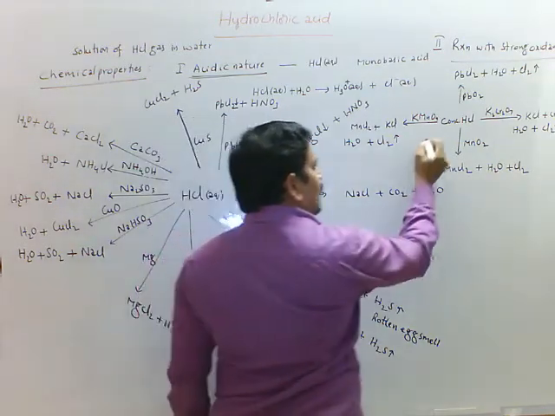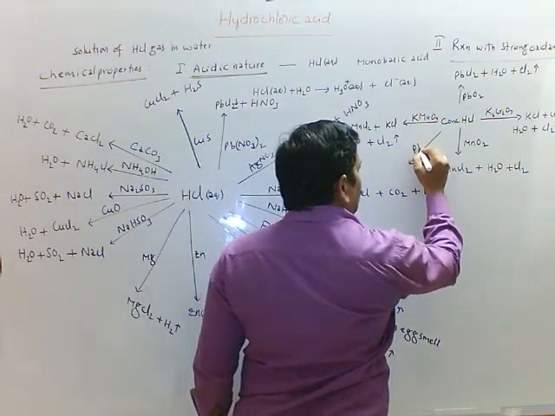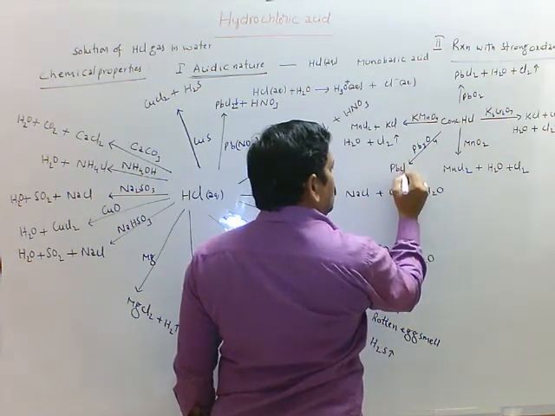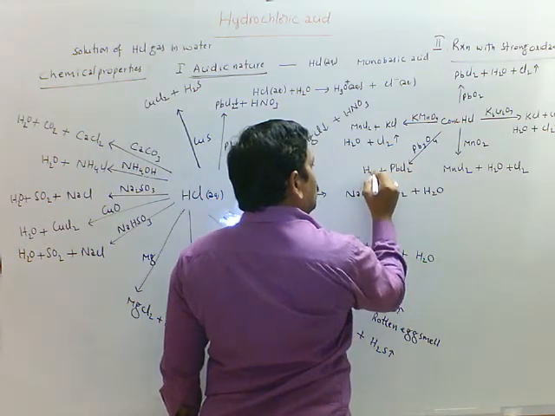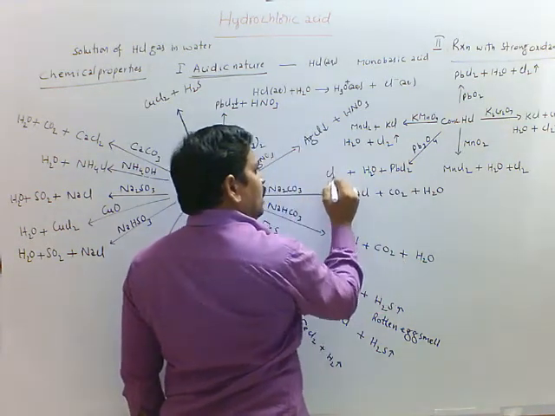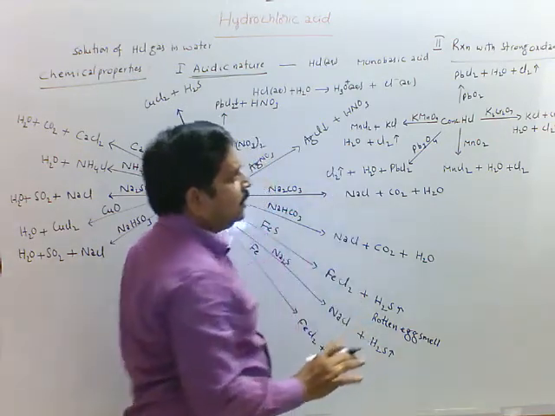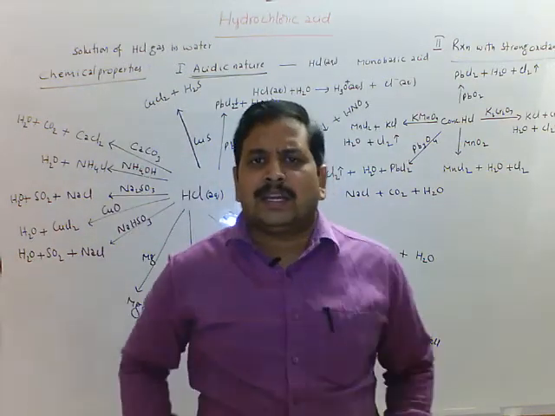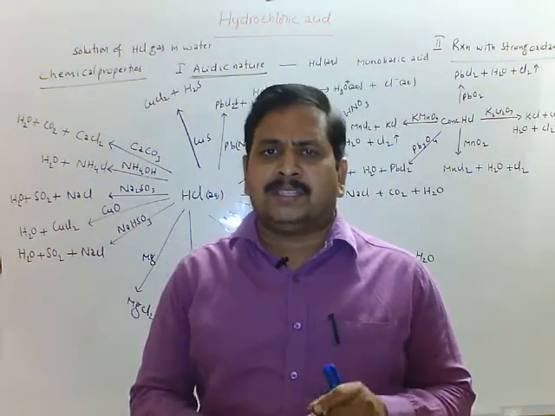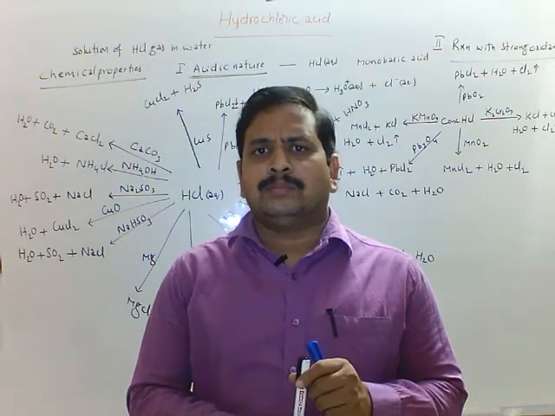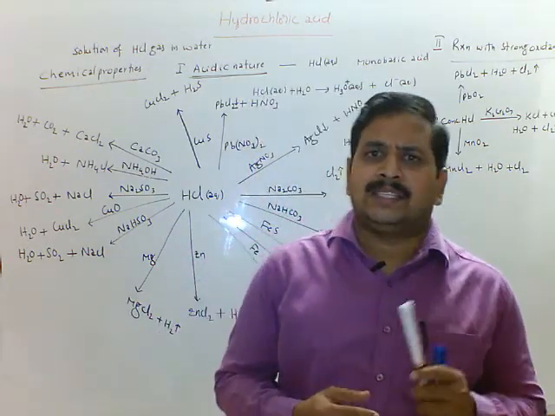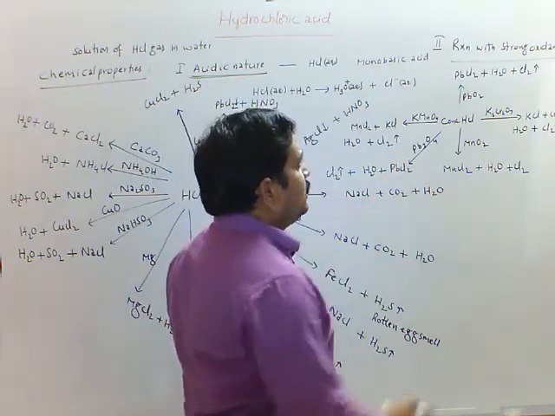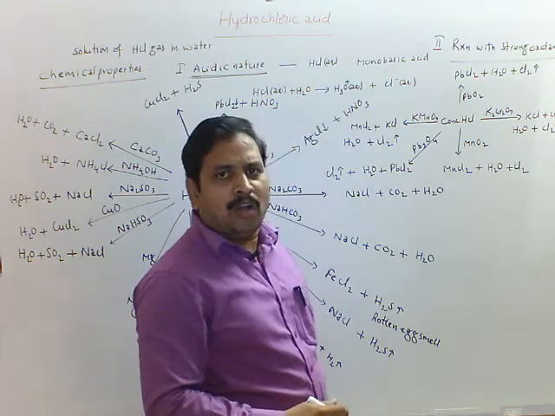And it is also reacting with red lead, Pb3O4. Here we get PbCl2, H2O, and greenish yellow colored gas, that is chlorine. So with strong oxidizing agents, concentrated hydrochloric acid reacts to form chlorine gas, that is greenish yellow colored gas is evolved. This is about reaction with strong oxidants.